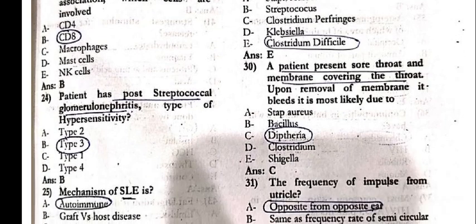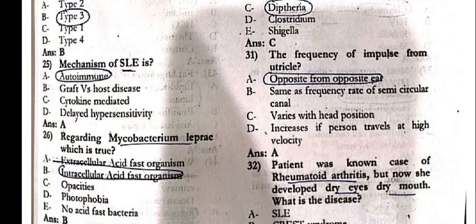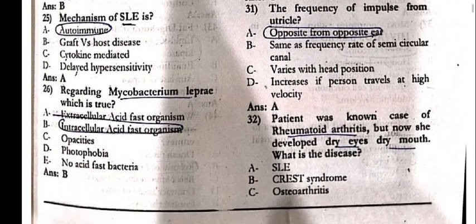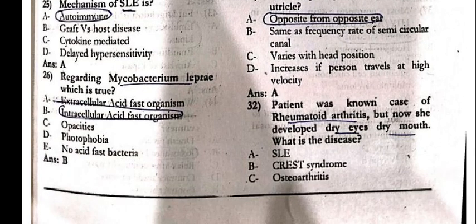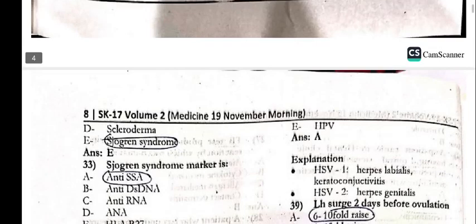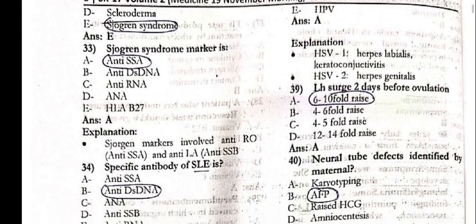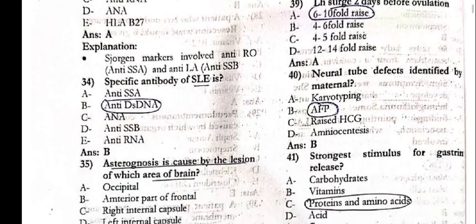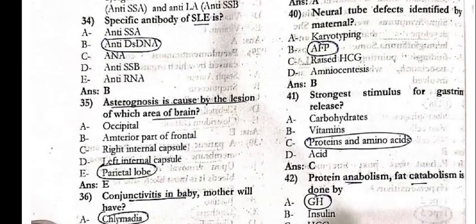Pseudomembranous colitis is caused by which organism? Clostridium difficile. 30, the patient presented with a sore throat and membrane covering the throat. The membrane upon removal bleeds, that is diphtheria. 31, the frequency of impulse from the utricle is opposite from the opposite ear. 32, the patient was a known case of rheumatoid arthritis but now developed dry eyes, dry mouth. What is this condition? Sjogren syndrome. Sjogren syndrome's marker is anti-SSA. Specific antibody of SLE is anti-dsDNA.